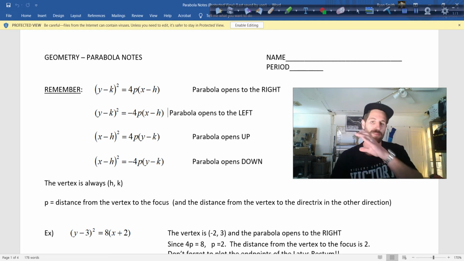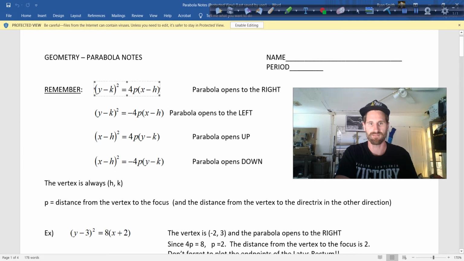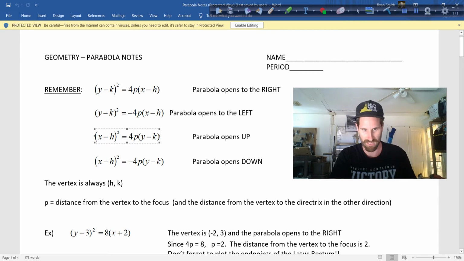Think of if you're opening to the right, I don't know which way that would look in the thing. I think that's going to the right. Then you have a positive 4p. So if you look right here, our 4p is positive, and we're going to the right. But this one, it's negative, so it's going to the left, which is the negative values. Okay? Parabola opens right with positive 4p. Parabola opens left with negative 4p.